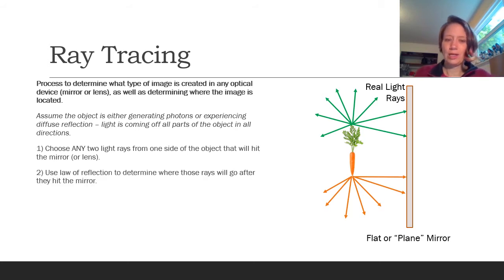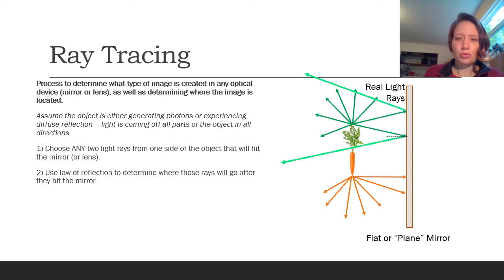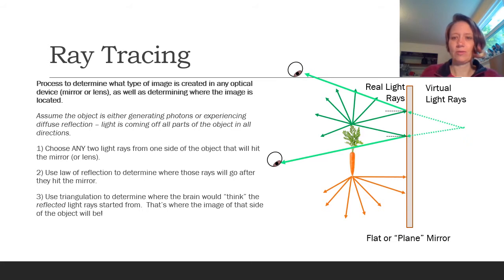So pick those two, and then you're going to be using the law of reflection to determine where those rays go after they hit the mirror, because it's the reflected rays that are going to be generating the image, not the original rays that are leaving the object. So I drew my normal lines in there, and then drew some reflections. And so now you can imagine if you had an eye at each location where those reflected rays would hit, where would your brain think those light rays came from? Well, if you follow those light rays back, they appear to originate at a location back here behind the mirror, that little spot.